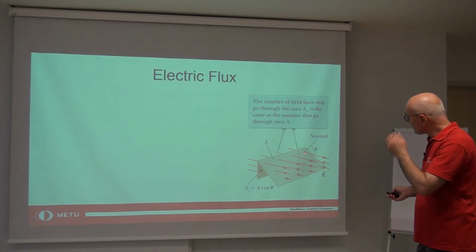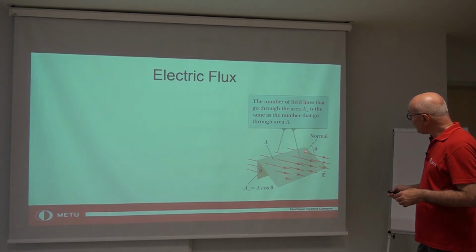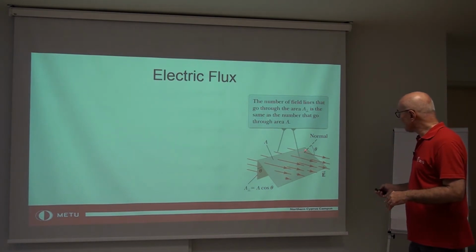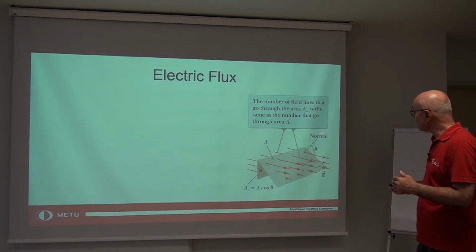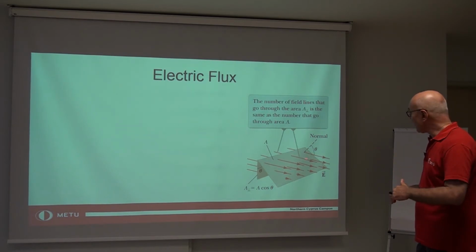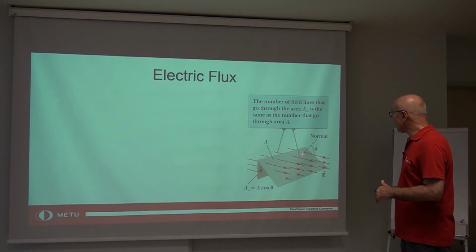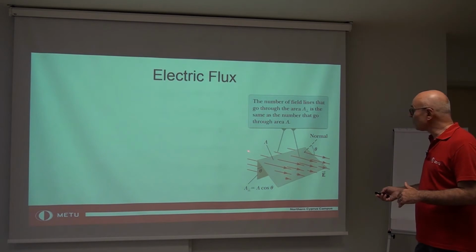Now, how do we do this projection? We define here the normal. When you talk about a planar area, this normal is a vector that is normal to the surface. Now, when the surface is a plane, it is the same everywhere. I mean, the normal that you draw here is the same as here, here, here, wherever. So this is the normal. Now, theta here is the angle between the electric field line and this normal.